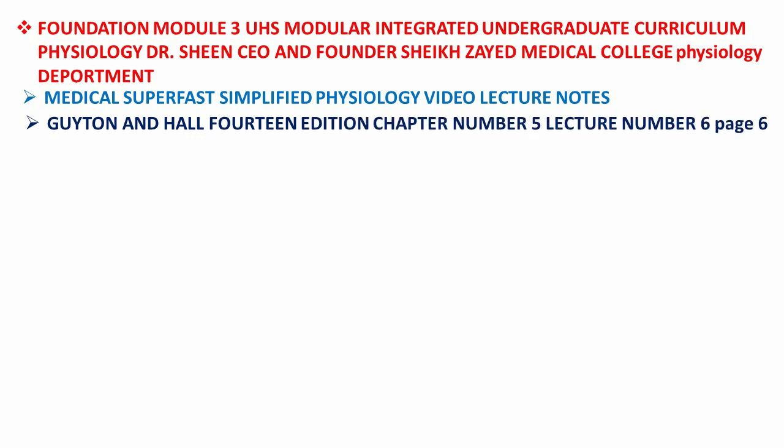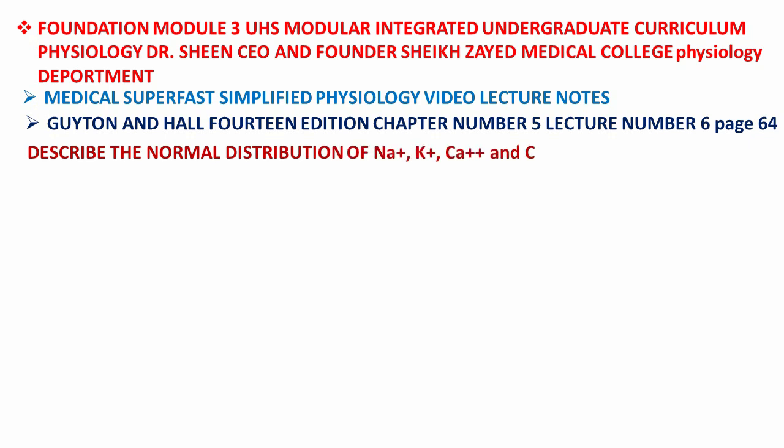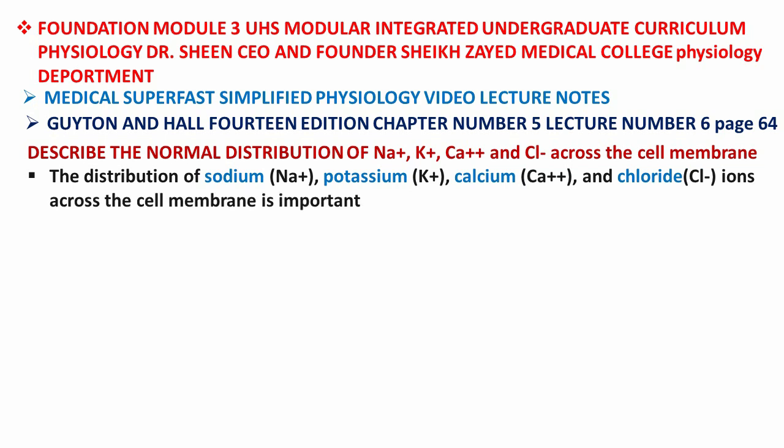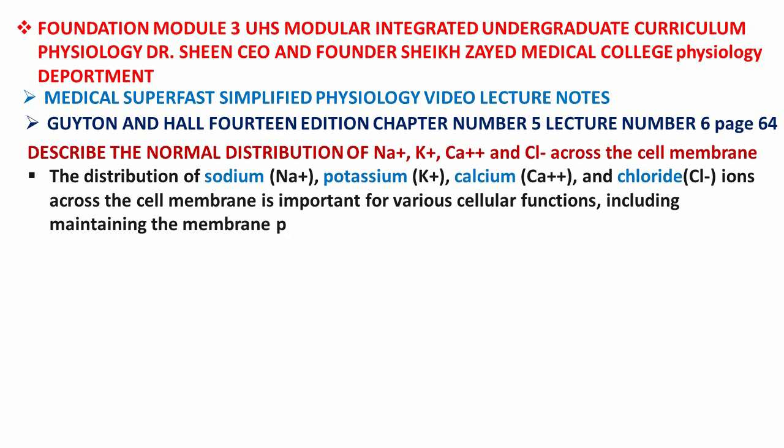Lecture Number 6, page 64: describe the normal distribution of sodium, potassium, calcium and chloride across the cell membrane. The distribution of sodium (Na+), potassium (K+), calcium (Ca++), and chloride (Cl-) ions across the cell membrane is important for various cellular functions, including maintaining the membrane potential and enabling signal transmission.